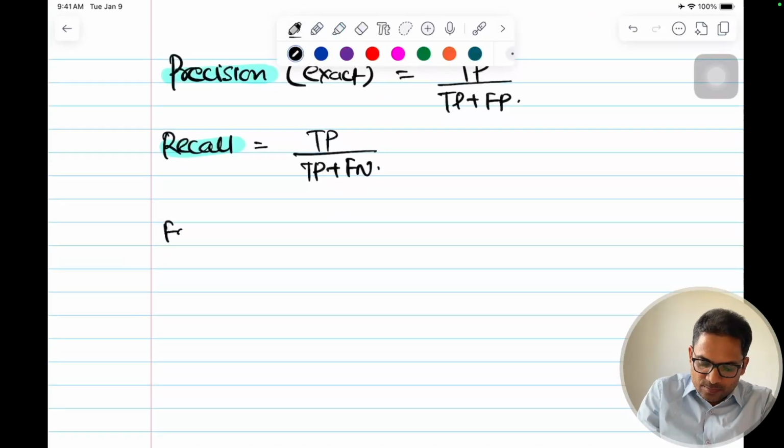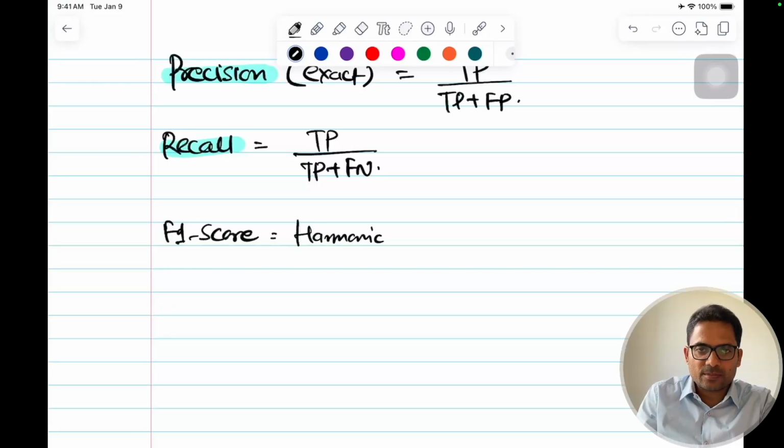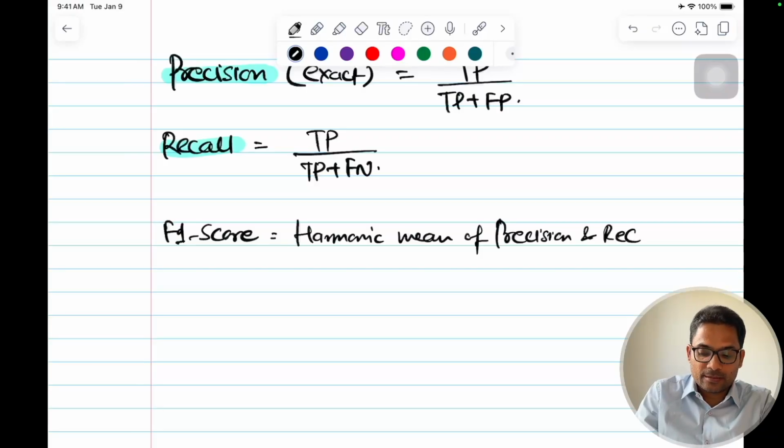If precision and recall are clear, then we will move to the next topic, which is your F1 score. F1 score is nothing but the harmonic mean. You have the arithmetic mean, right? Similarly, we have the harmonic mean of precision and recall. And there's a reason why we take the harmonic mean. I'll demonstrate that with an example. So this is a harmonic mean.